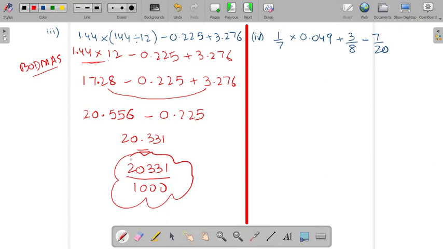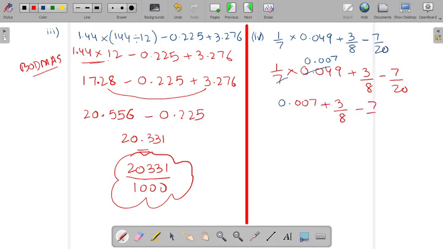Come to fourth part. What will you do in fourth part? In fourth part, you will write the question again to solve the multiplication first. So, the term will be cancelled out, 0.007. So, you will write 0.007 plus 3 upon 8 minus 7 by 20. What should be next step now?